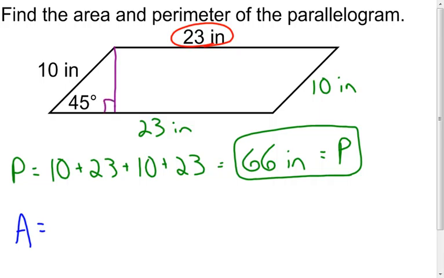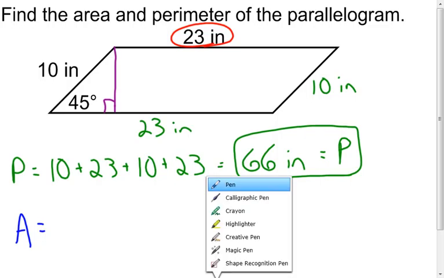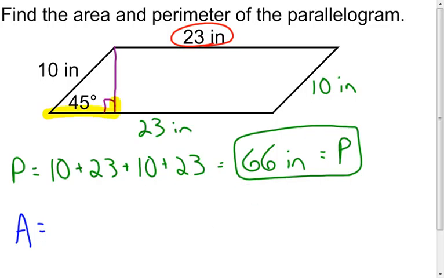Now I look at just the triangle that's been created right here, and I notice that I have a 45, 45, 90 triangle. Well, I know that all I need to do to find the length of a leg, when I know the hypotenuse, is divide the hypotenuse by the square root of 2. So I'm going to do that right now. I'm going to take my 10 and divide it by the square root of 2 and find the length of the leg, which is also the height of the parallelogram.